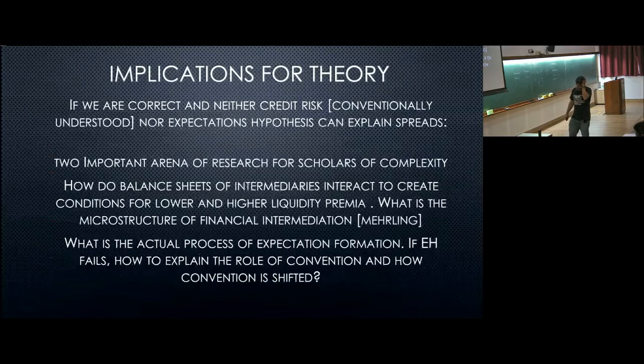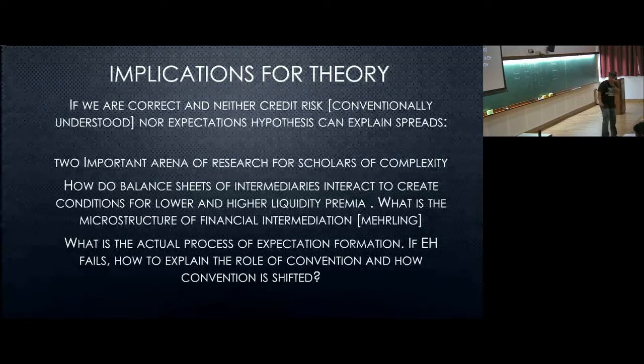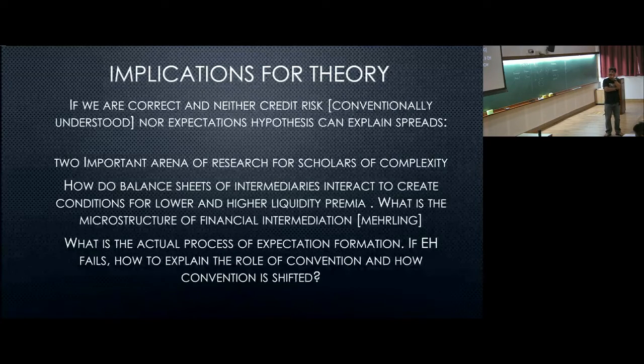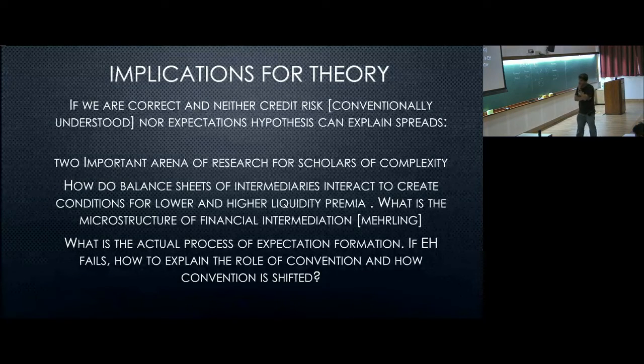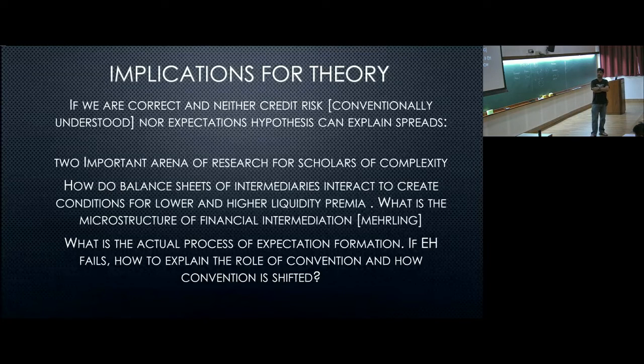So what are the implications for theory? I'm coming to the end of my talk a little early, but if we're correct, and neither credit risk nor the expectations hypothesis can explain spreads, there are two important arenas for scholars of complexity. The first one is: how do the balance sheets of intermediaries interact to create conditions for lower or higher liquidity premia? This is something we don't understand.